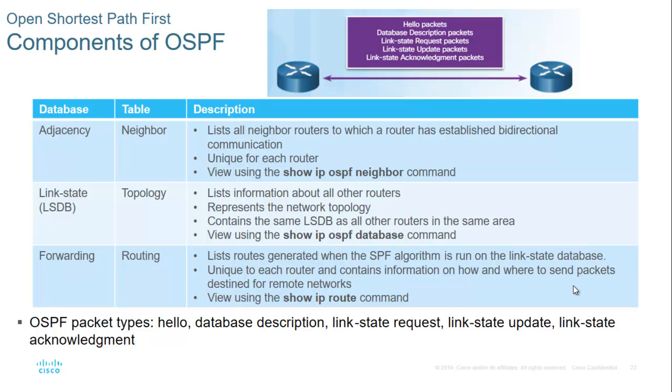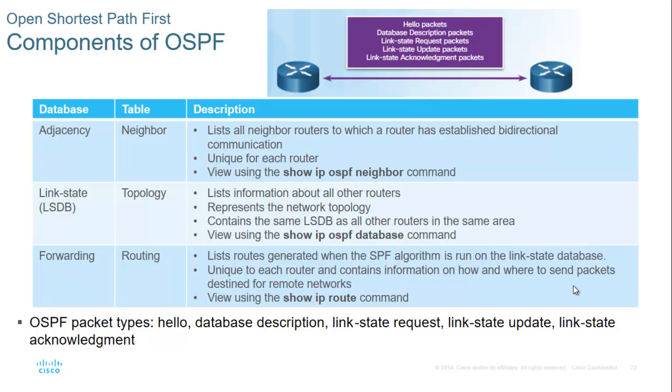Then we have the topology table. The topology table lists information about all other routers and represents the network topology, so all the routers within that network topology. It contains the same link state database as all other routers in the same area. To view the topology table, you use show ip ospf database.